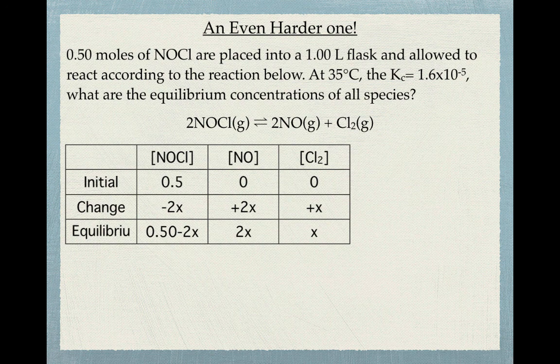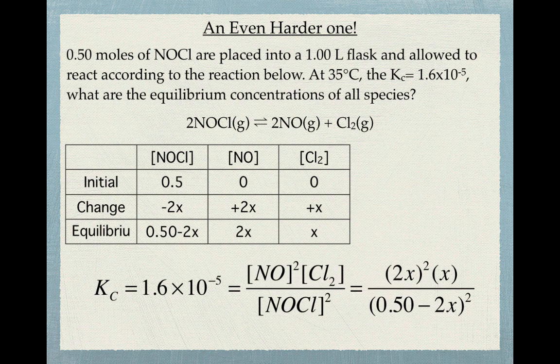Again, notice that the coefficients in front of my x are equal to the coefficients that I use for my balanced reaction. That's a really good way of keeping those straight. So at equilibrium, I have 0.5 minus 2x for my NaCl, 2x for my NO, and x for my Cl2.